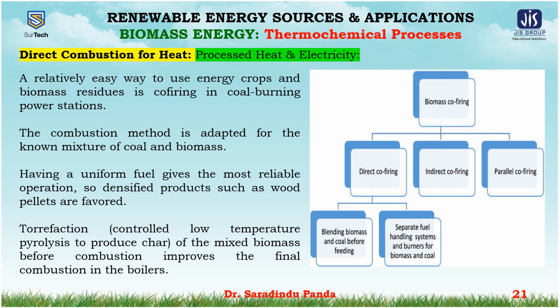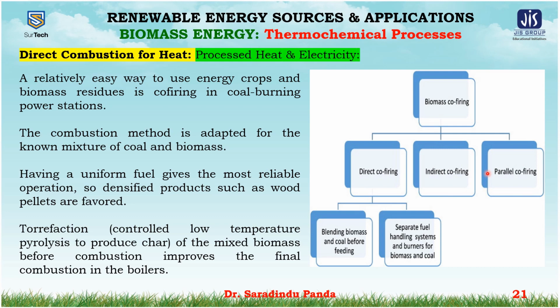The fuel preparation requirements, issues associated with combustion such as corrosion and fouling of the boiler tubes, and the characteristics of the residual ash dictate the co-firing configuration appropriate for a particular plant and biomass resource. These configurations may be categorized into direct co-firing, indirect co-firing, and parallel co-firing.